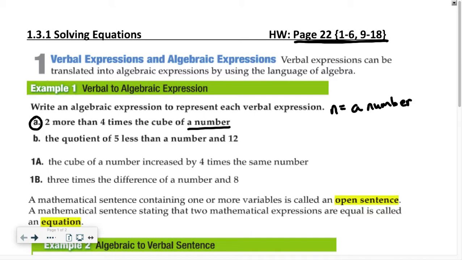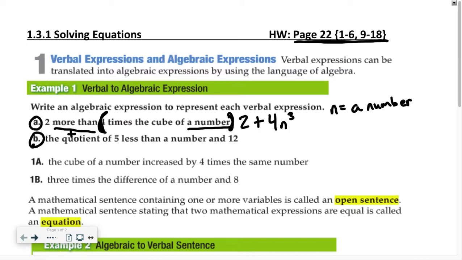So, 2 more than 4 times the cube of a number. 2 more than, so that's going to be 2 plus. More than is a plus, so 2 plus. What are we adding? 4 times the cube of a number: 4 times our variable, the cube of our variable.